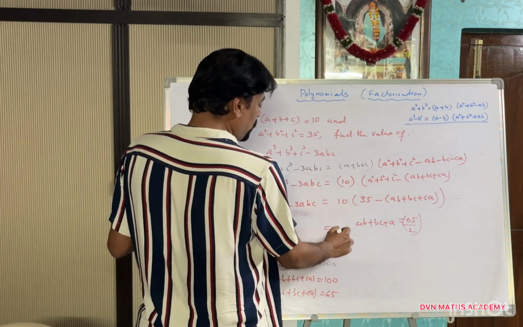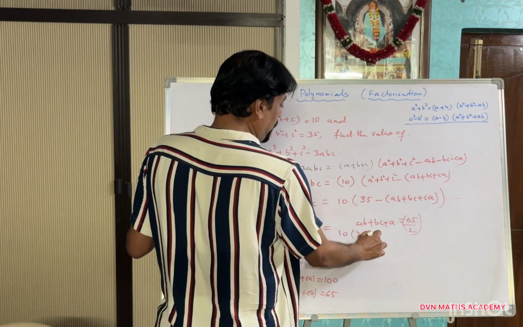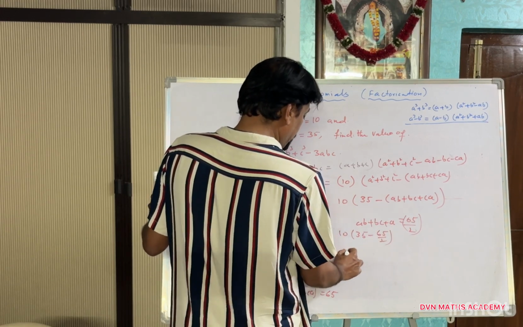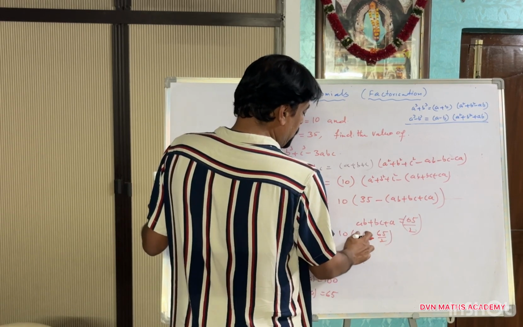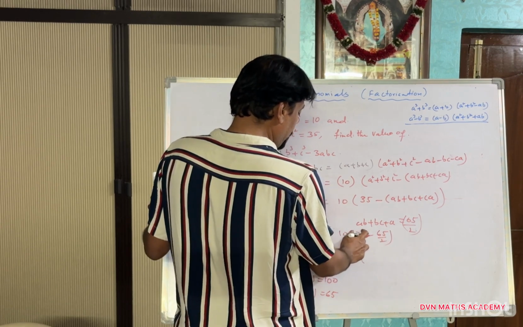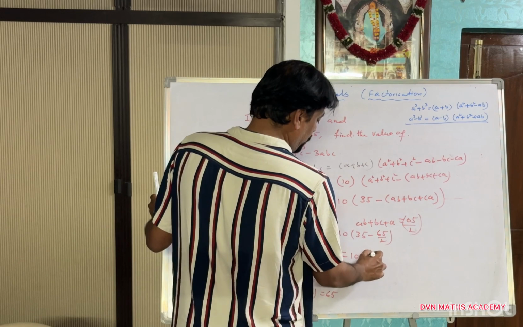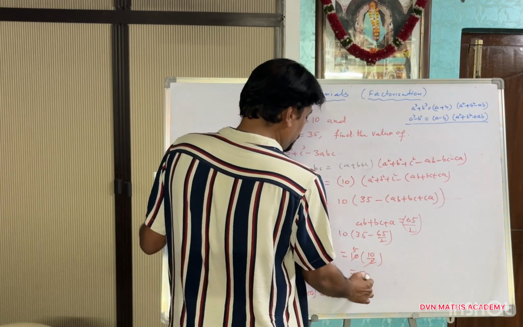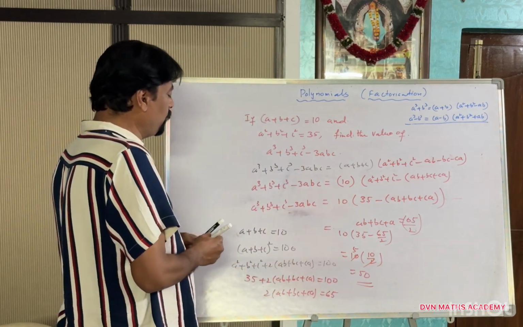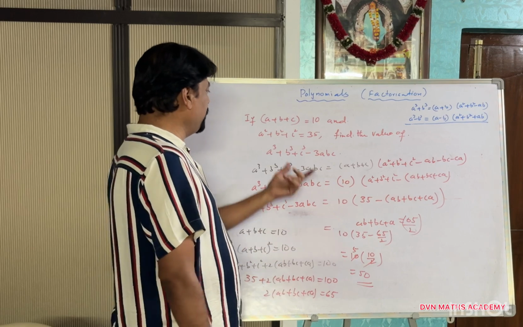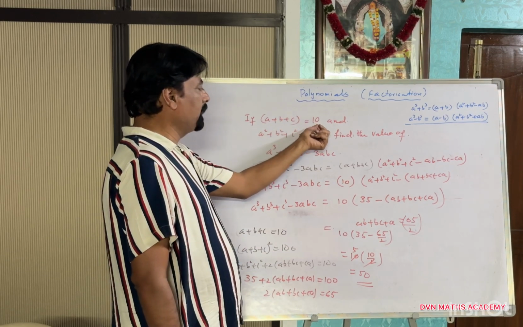Now this value becomes 10 into 35 minus 65 by 2. Then this becomes 10 into 70 minus 65, which becomes 5 by 2. So 2 5s, the answer is 50. So this is the answer: A cube plus B cube plus C cube minus 3ABC is equal to 50. Here A plus B plus C is equal to 10 is given.